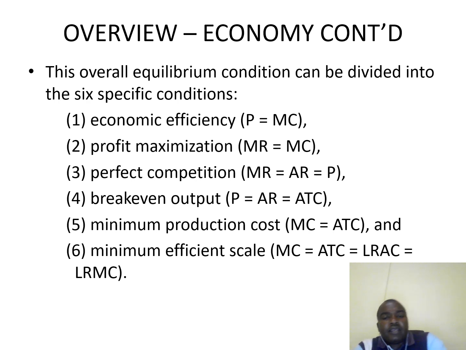And then we have break-even output, which is attained because price is equal to average revenue, which in turn is equal to average total cost, or the long run average cost curve. We have minimum production cost, since marginal cost is equal to average total cost. And then we have minimum efficient scale, which has been attained in this industry, since marginal cost is equal to ATC, which is equal to long run average cost, and which is equal to the long run marginal cost as well.